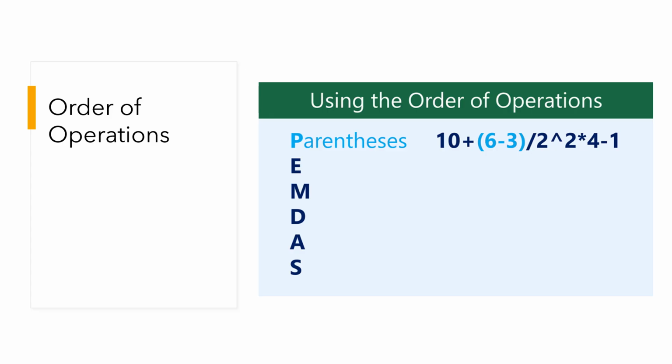So when we enter a formula into Excel, or just in general, remember your order of operations: anything within the parentheses, anything within the brackets. In this case, there's only one thing in the brackets. It's 6 minus 3. That is the first thing that gets calculated. So we have 3, right?